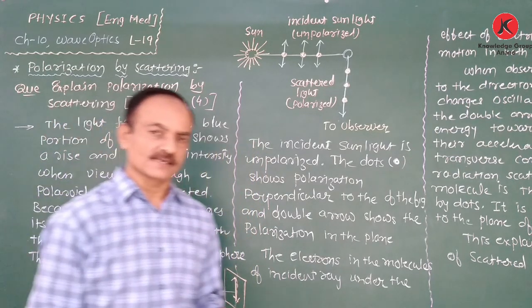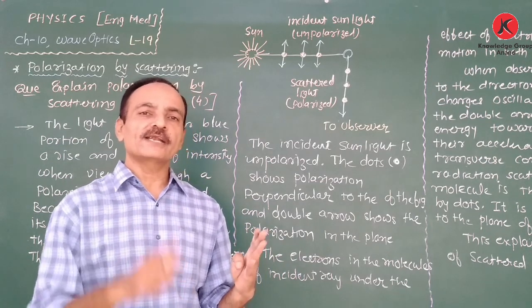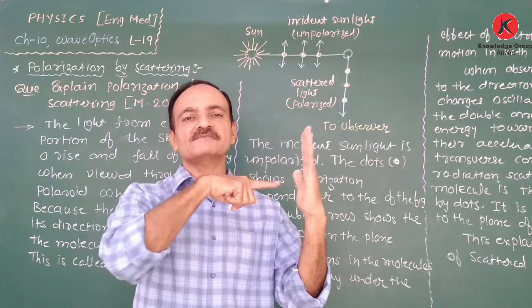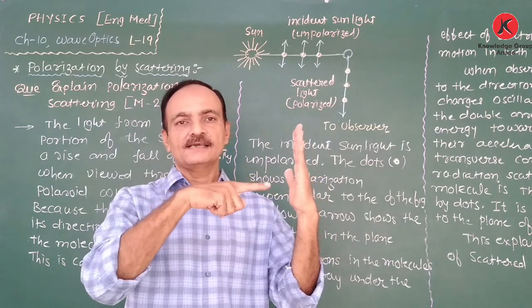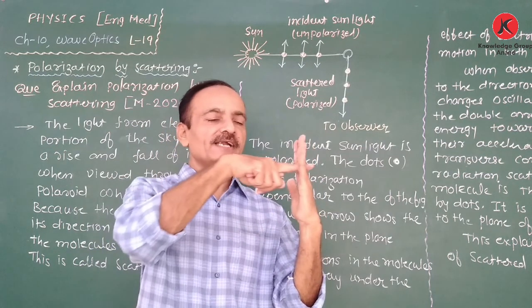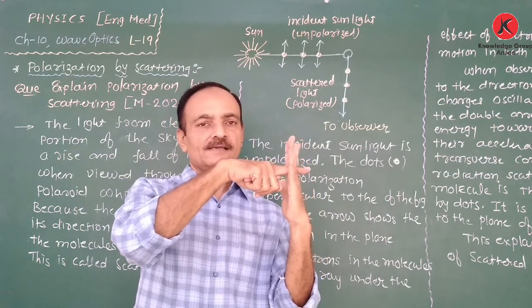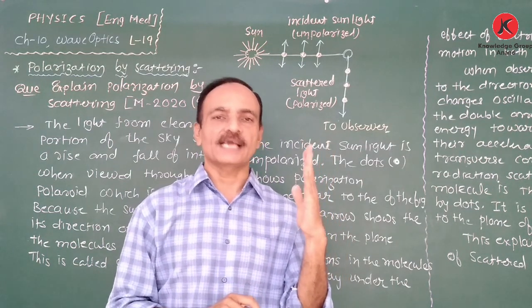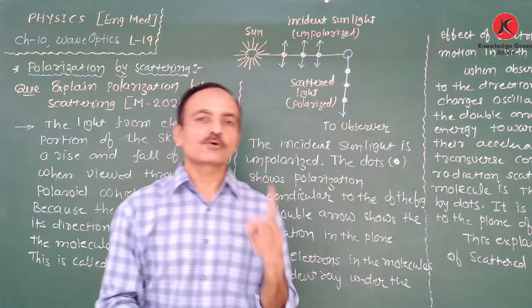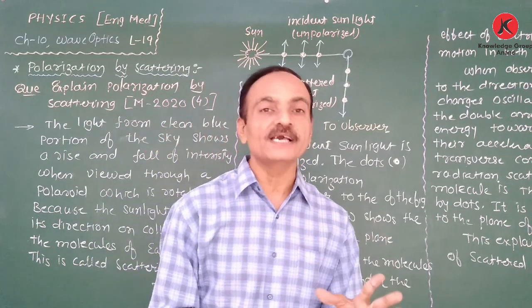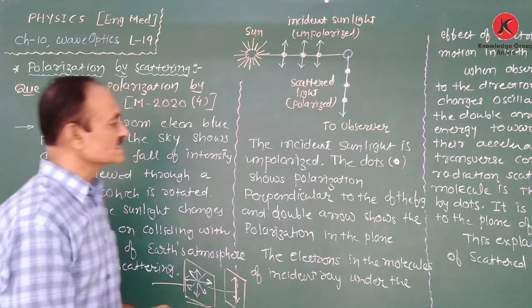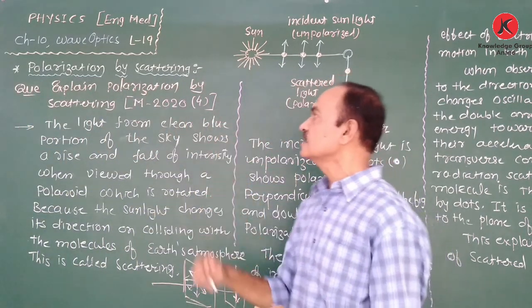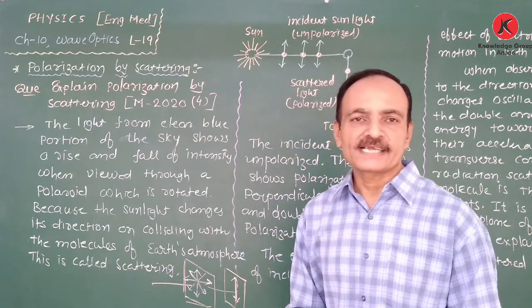It is also possible that the electric field vector oscillates perpendicular to this plane, like this way, inside and outside, in a plane that is perpendicular to the direction of propagation. That is also known as polarized light. And polarization means obtaining polarized light from unpolarized light. Keep in mind this concept, as we are going to discuss polarization by scattering.